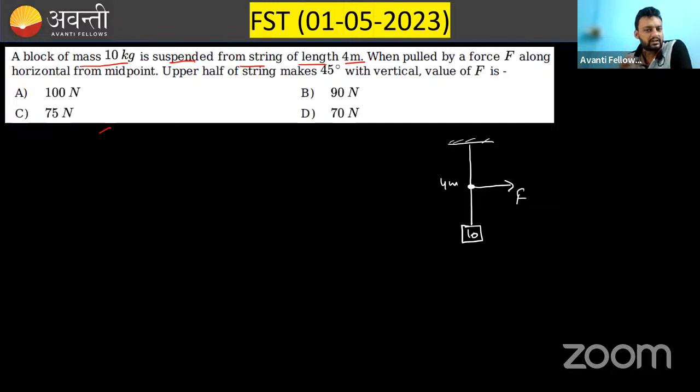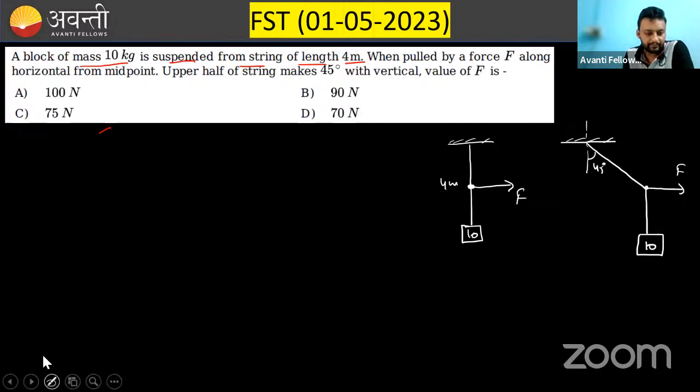So now can you imagine what the diagram should look like? It should look something like this. And this is force F. It makes some angle of 45 degree from the vertical upper part of the string. And there is a block of mass 10 kg. This is the final diagram. They are asking the value of F.